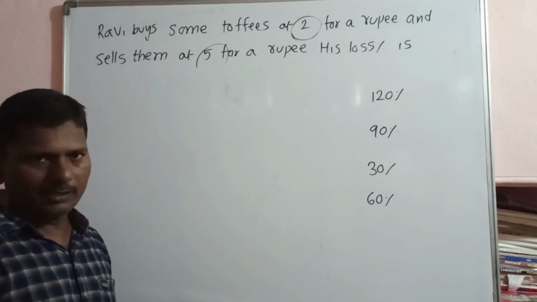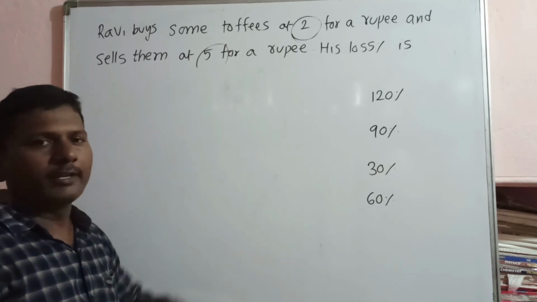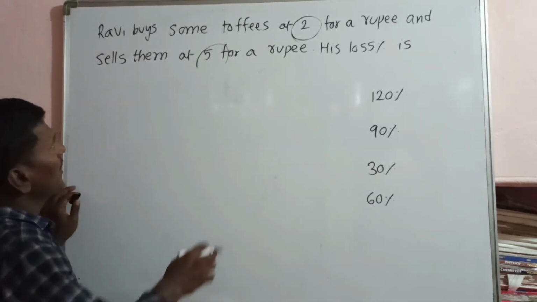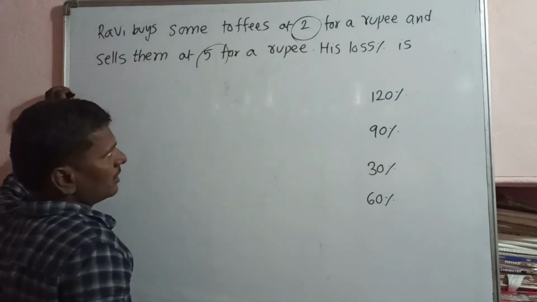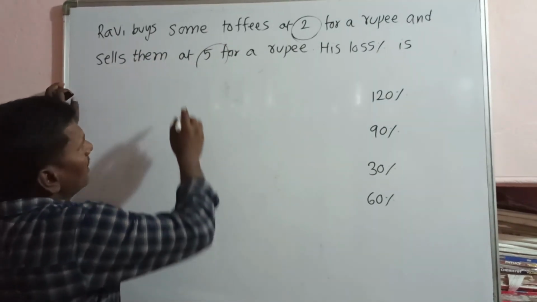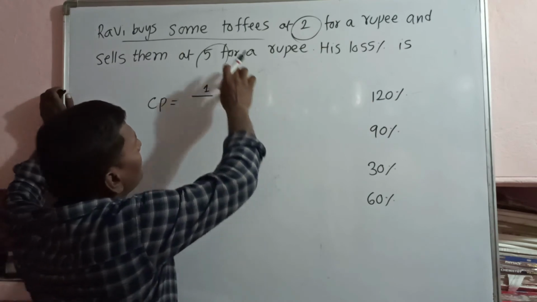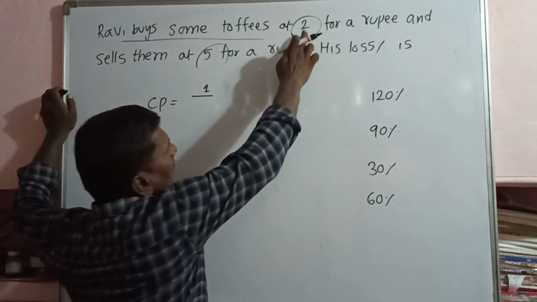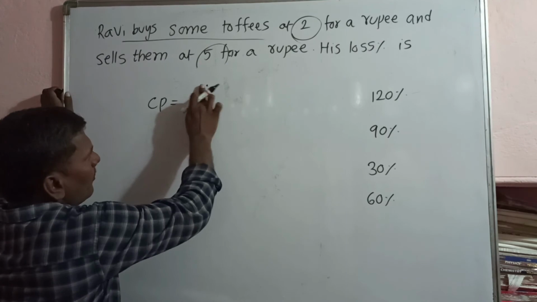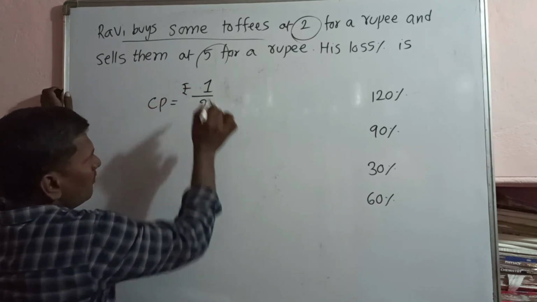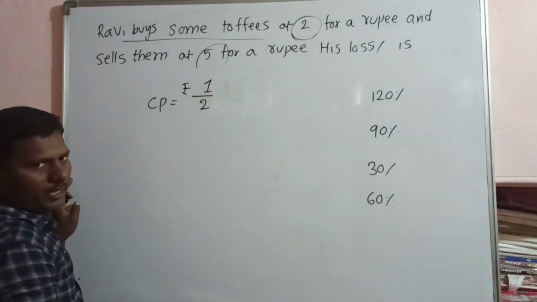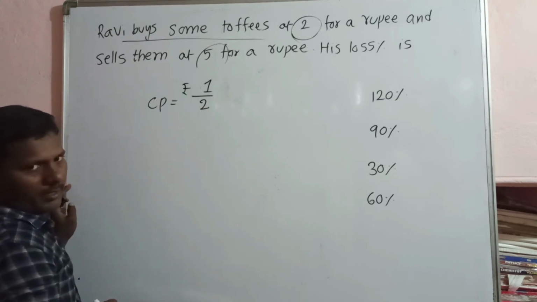Now I will explain the same question in the ordinary method. Ravi buys some toffees at 2 for a rupee. That means we are given cost price. 2 toffees for a rupee. So write money in numerator and number of articles in denominator. 2 toffees for 1 rupee. Remember, write money in numerator, number of articles in denominator.